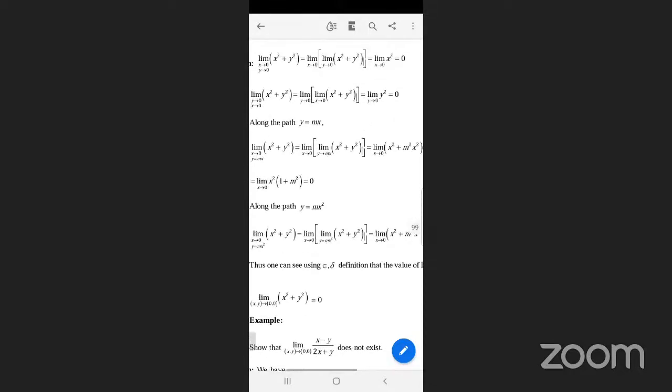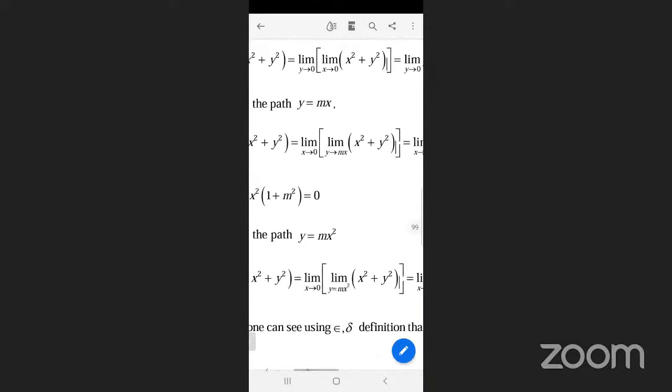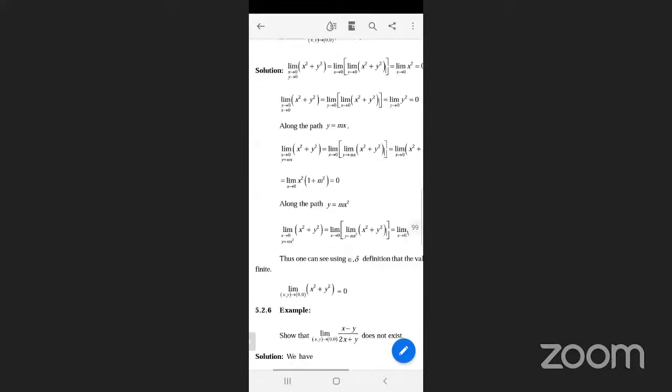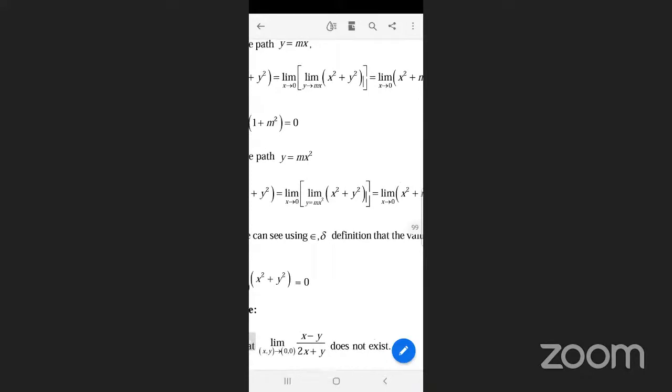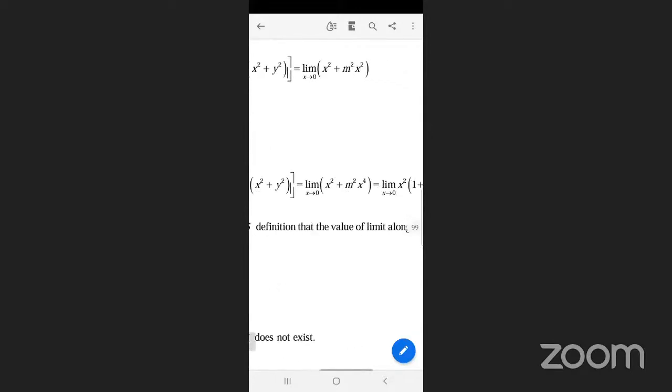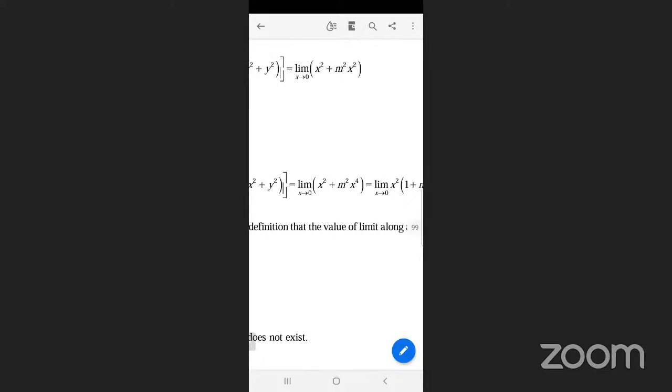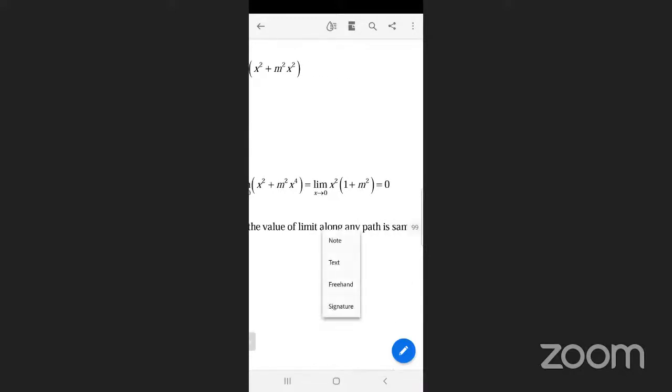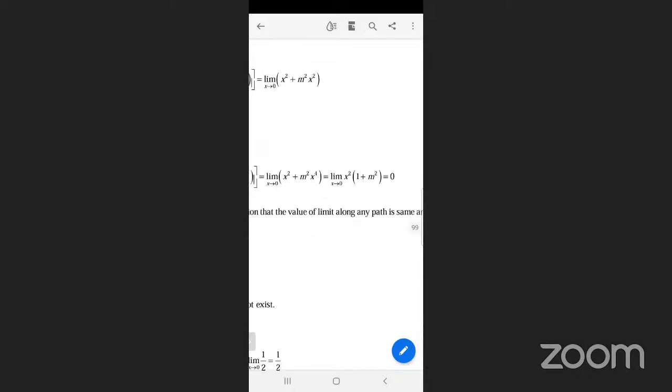Similarly, previously I took the path y equal to mx, a straight line path. Now if you take the path y equal to mx square, it is a parabolic form, a second degree polynomial. So I'm changing the path from straight line to parabolic. Then again we'll get the same answer. Limit x tends to 0, y equal to mx square, x square plus y square. In the place of y put mx square: limit x tends to 0, x square plus m square x to the power of 4. Here x square is common: x square into 1 plus x square m square. Again, if you put x equal to 0, it is 0 into something, so total it is 0.